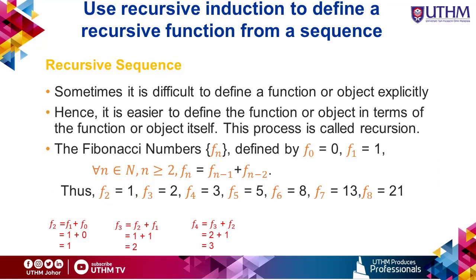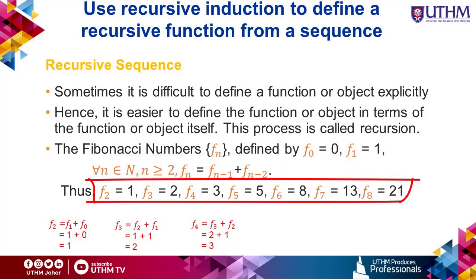Sometimes it isn't easy to define a function or object explicitly. Hence, it is easier to define the function or object in terms of the function or object itself. This process is called recursion. For the Fibonacci numbers, Fn is defined by f0 equals 0, f1 equals 1. And for all n such that n is a member of the natural numbers where n is greater than or equal to 2, Fn equals Fn minus 1 plus Fn minus 2.